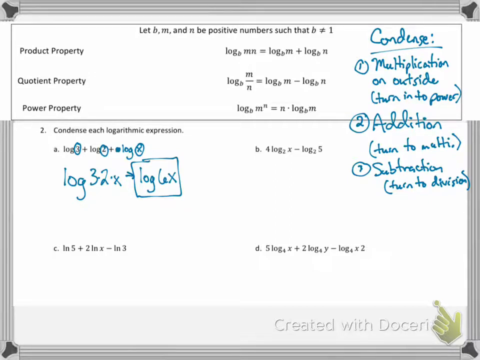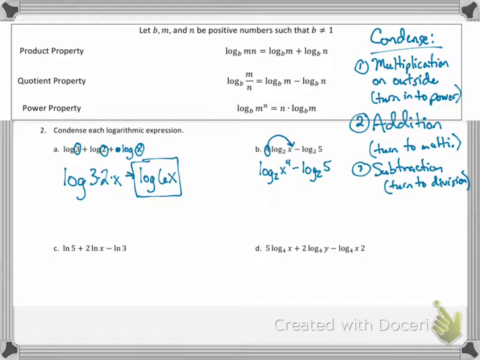Let's go ahead and look at B and do the same thing. First thing I want to look for here, so I have 4 log base 2 of x minus log base 2 of 5. First thing I want to look for is anything being multiplied out front. Well, I see this 4 multiplied out front. That means I'm going to turn it into a power of the log that it's affecting. So I'm going to take that 4, put it back in as an exponent. So I have log base 2 of x to the 4th minus log base 2 of 5. So step 1, we had something multiplied out front. Cool. Now we make it an exponent.